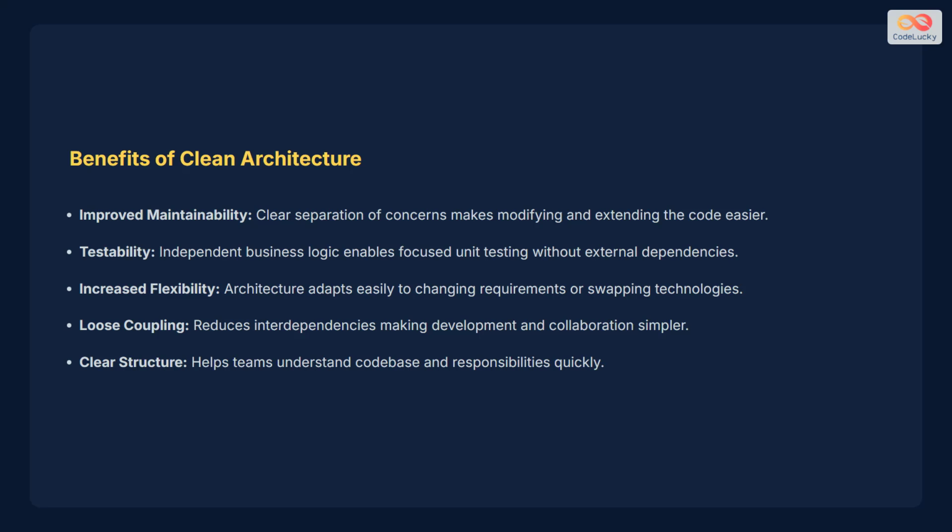Using clean architecture brings many benefits to software development projects. It improves maintainability by clearly separating different parts of the system, making future changes safer and easier. Testability is enhanced as business rules are isolated, allowing developers to write focused automated tests. The architecture's flexibility enables swapping or upgrading external frameworks without affecting core logic. Loose coupling reduces dependencies between components, simplifying collaboration and development. Overall, clean architecture helps teams build clearer and more understandable code bases.